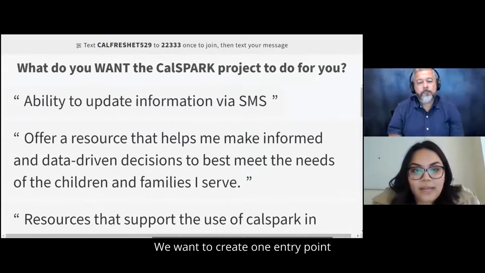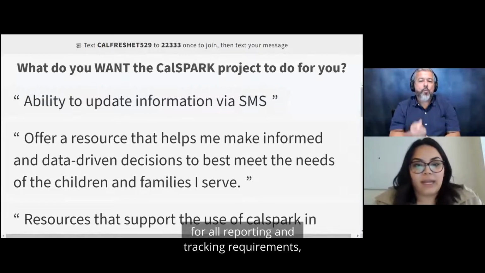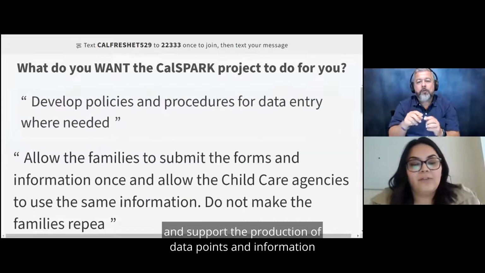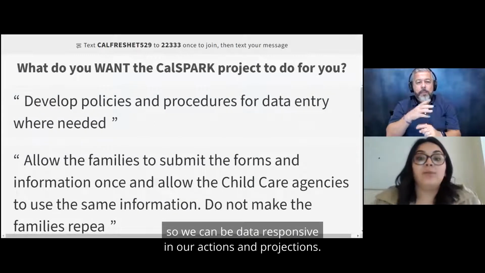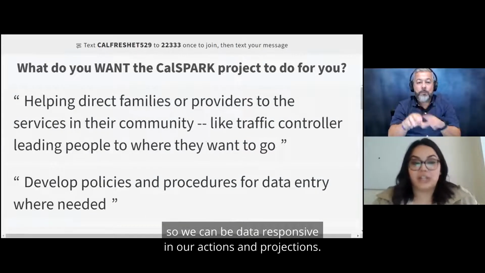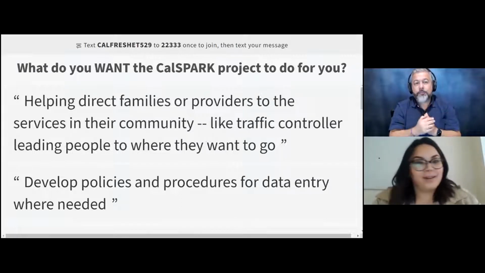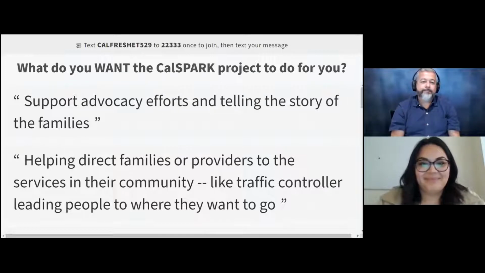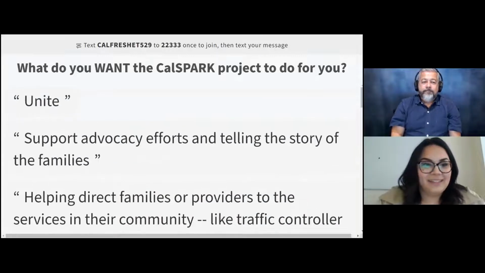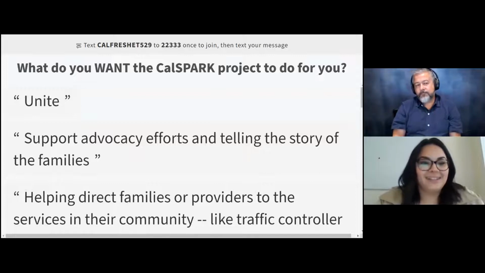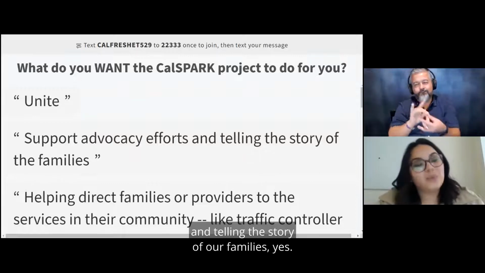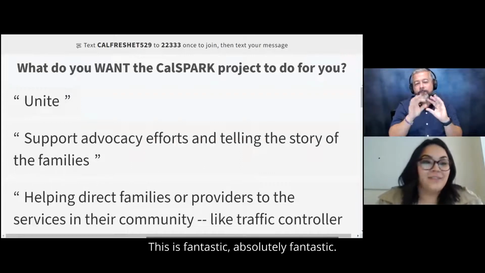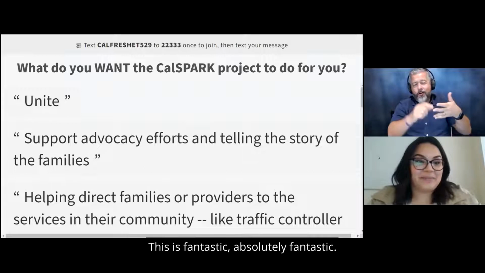We want to create one entry point for all reporting and tracking requirements and support the production of data points and information so we can be data responsive in our actions and projections. Yes, I love that. Definitely love that. Unite, supporting advocacy efforts and telling the story of our families. Yes, yeah. This is fantastic, absolutely fantastic.